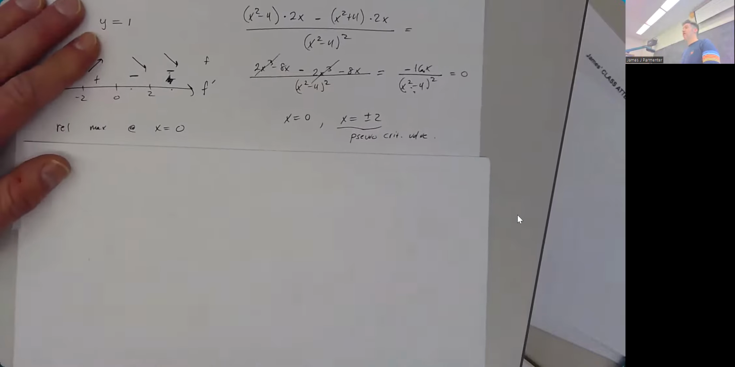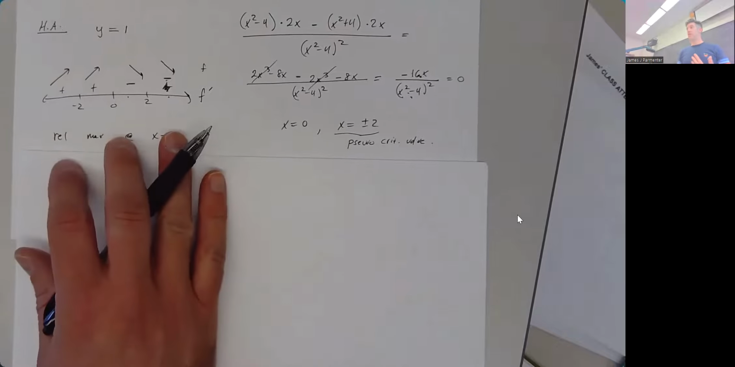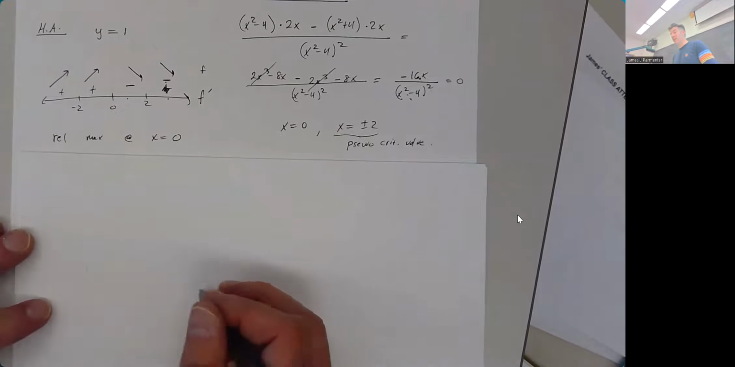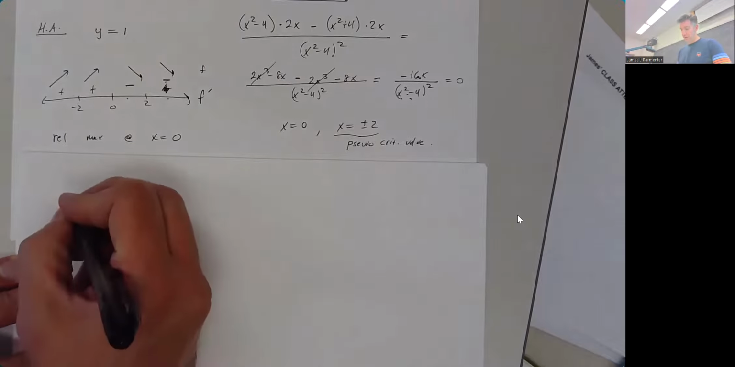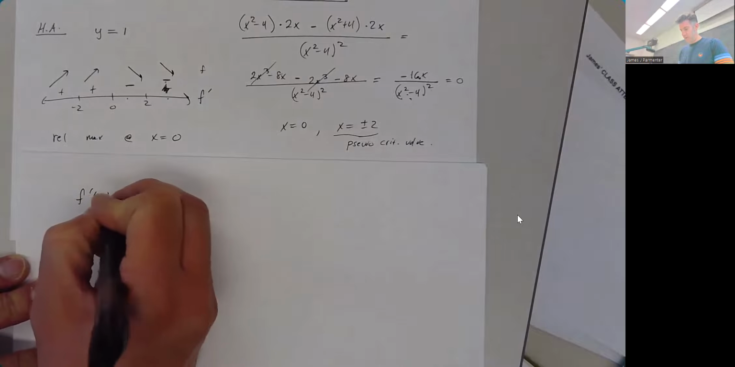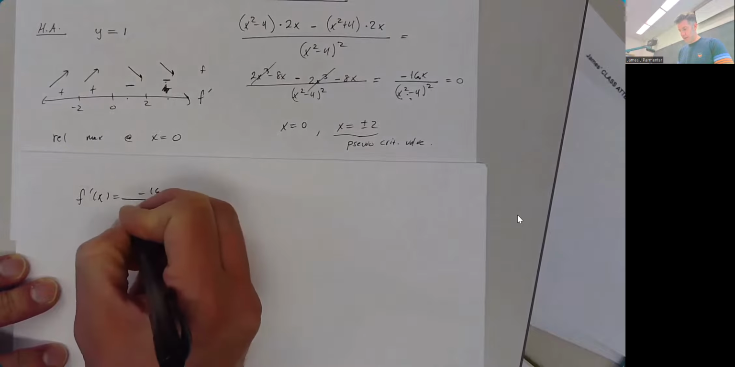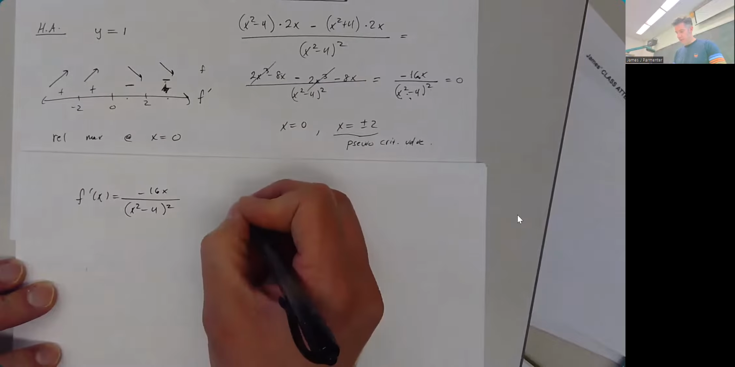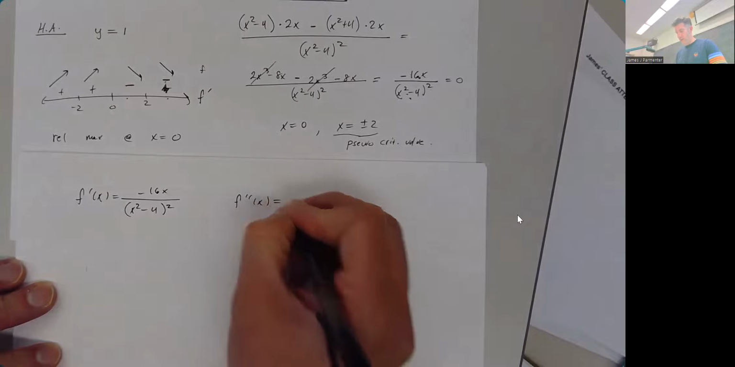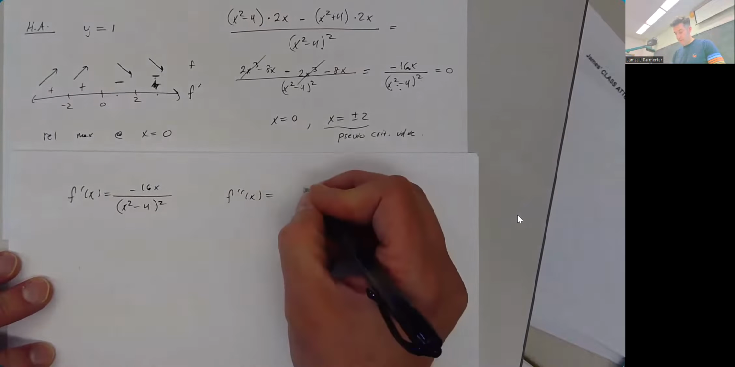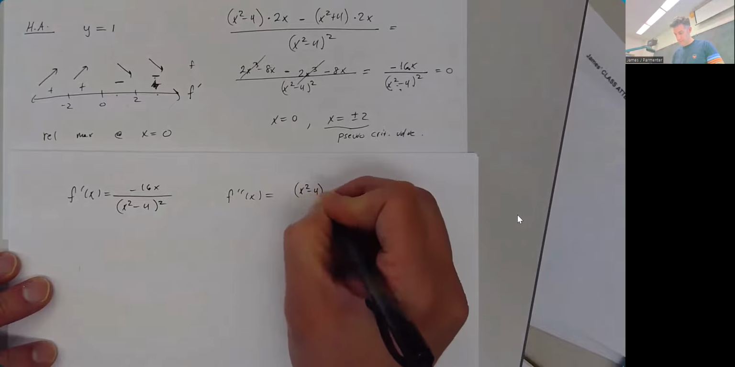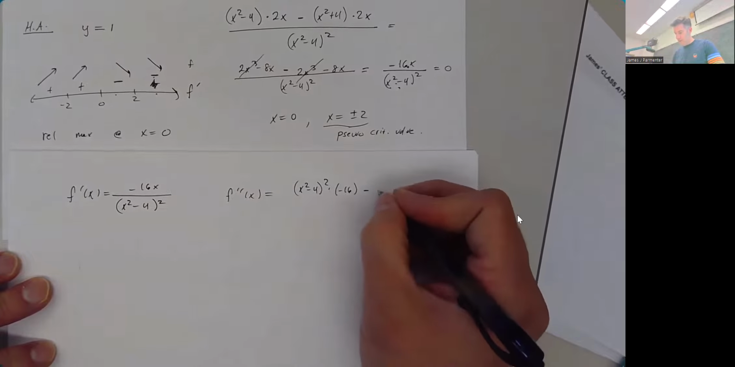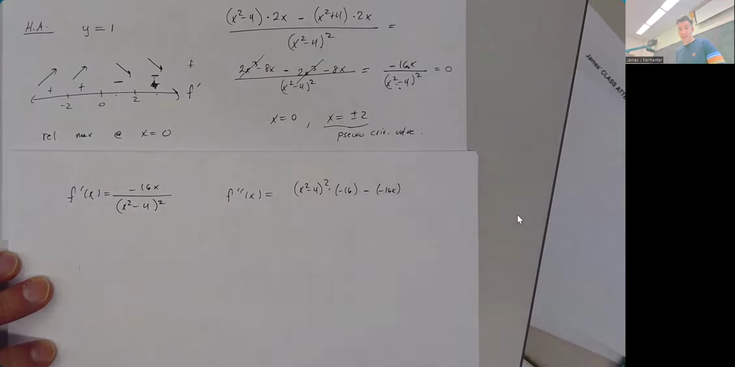So here's the thing. When you have rational functions like this, usually finding the second derivative stuff is kind of gross. Let's do it anyway because it's good practice. So here's my first derivative, negative 16x over x squared minus 4 squared. Our second derivative, all right: bottom times the derivative of the top minus the top times the derivative of the bottom.